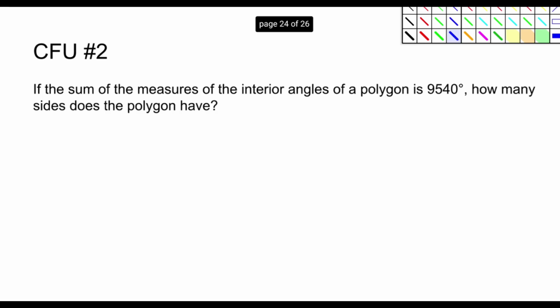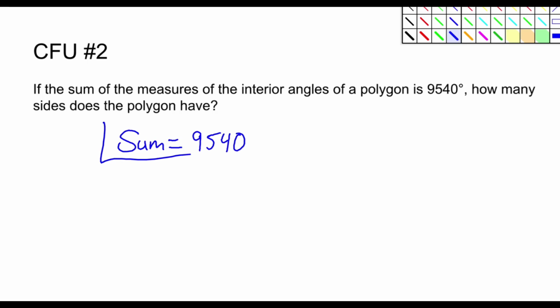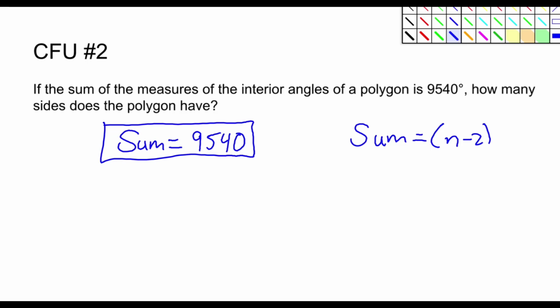All right, let's go over here. If the sum of the measures of the interior angles of a polygon is 9,540, how many sides is that? Oh, this question is asking you to go backwards. So they want you to figure out how many sides you have. We know the sum of the angles, so we know we have some shape, and the sum is going to be 9,540. So that's what we know so far. So let's write our formula out and let's try to solve this. So the sum is going to be n minus 2 times 180. And we already know that the sum is 9,540. So let's substitute that in.